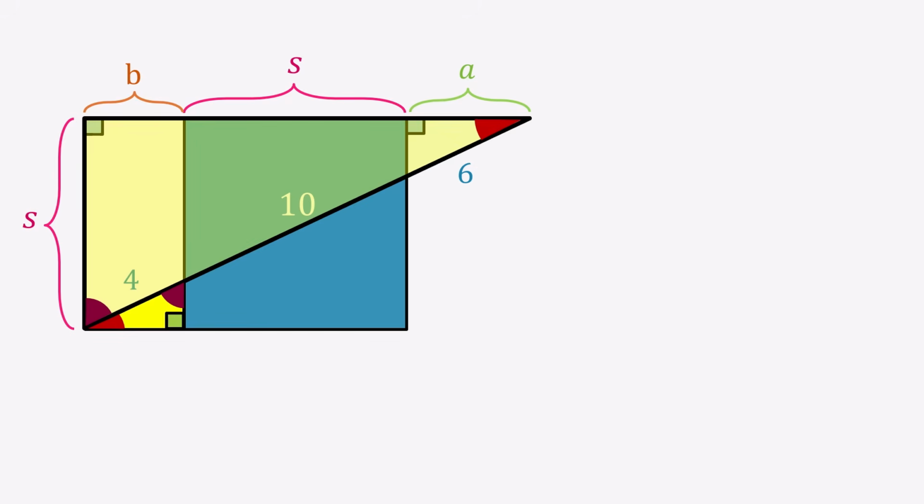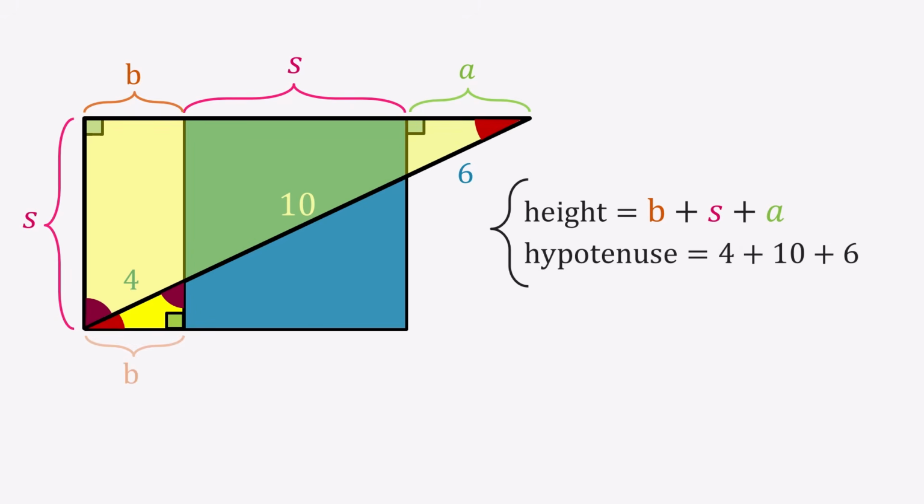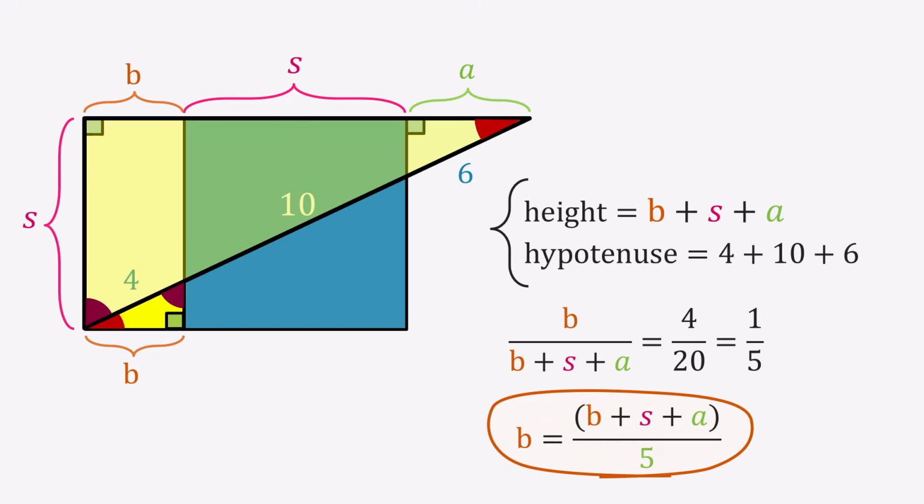So far, we know that the large triangle's height is B plus S plus A. Its hypotenuse equals the total length of the diagonal line. 4 plus 10 plus 6 equals 20. Now, let's find the ratios. The small triangle's height, B, over the large triangle's height, B plus S plus A. This is equal to the ratio of their hypotenuses. The small triangle's hypotenuse is 4, so 4 over 20. That simplifies to 1 over 5. And we can multiply both sides by B plus S plus A to find B.